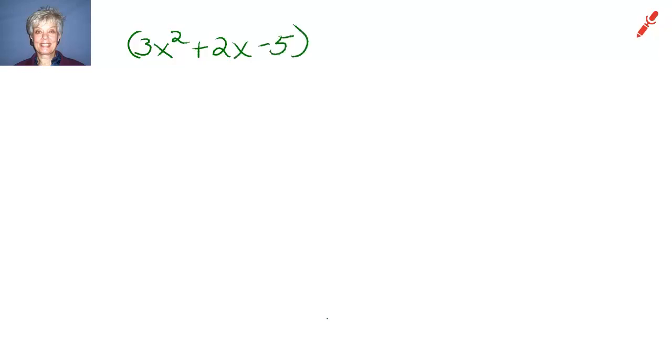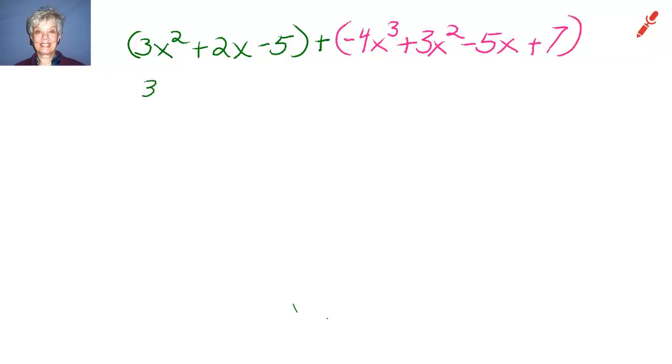Here's our first polynomial, 3x squared plus 2x minus 5. And we're going to add it to the second polynomial, which is negative 4x to the third plus 3x squared minus 5x plus 7. So here we go. We're writing the first polynomial, and we're adding the second polynomial.